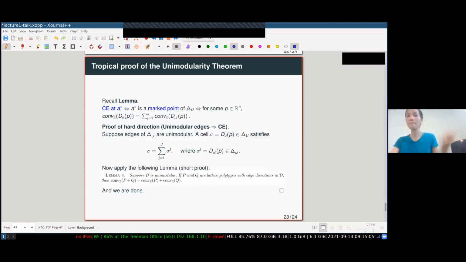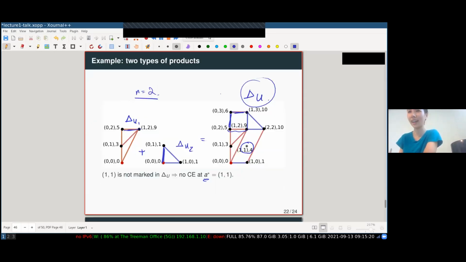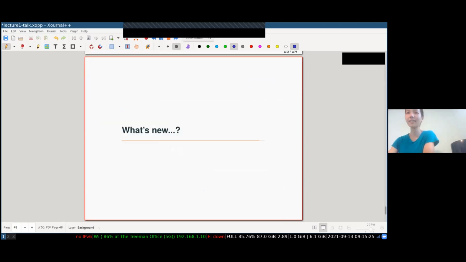So, okay, I'm out of time, but from this picture, one can write down a super short proof, half a page, of the unimodularity theorem. Yeah, that's where all the power really lies, in this picture here.